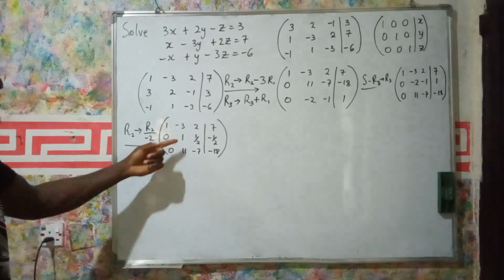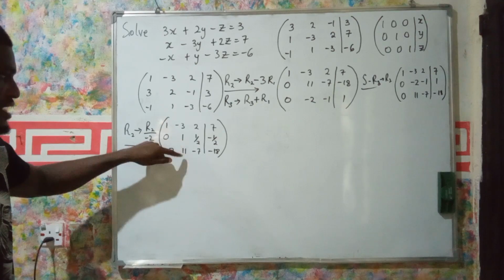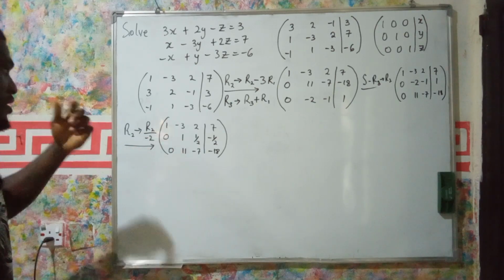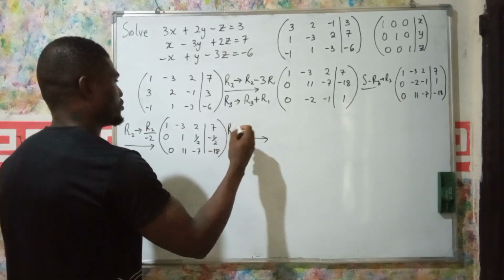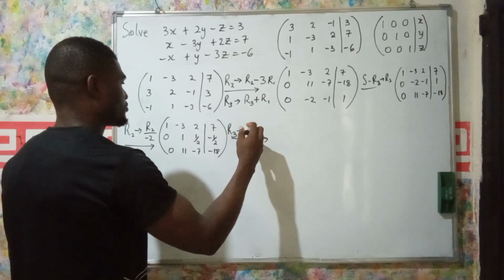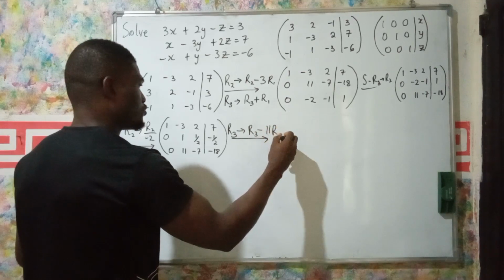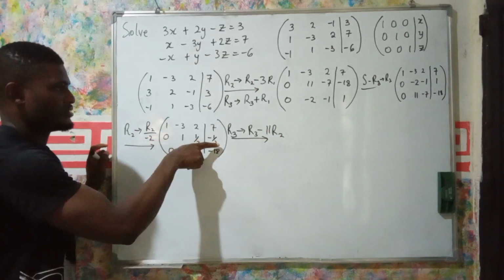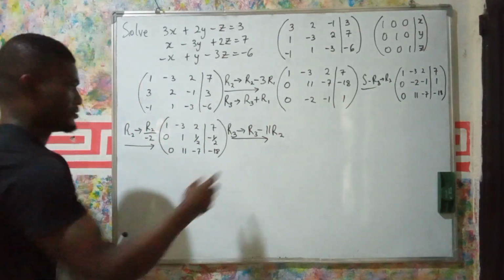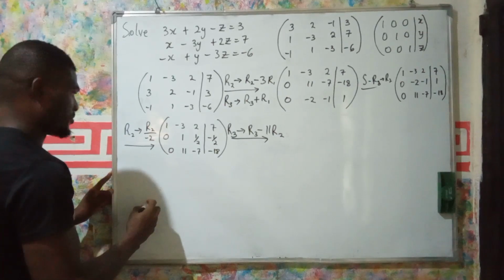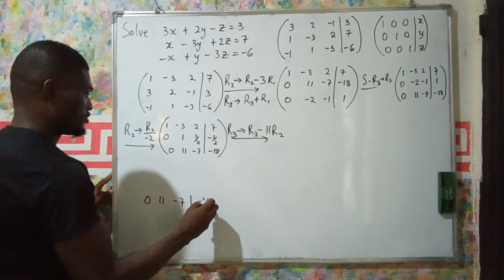All right, so now, since here is 1, we can easily multiply it by 11 to have this other point. And then we can eliminate and make this point 0. So what we're going to do now is to work on the third row. We now see the new row 3 would be equal to row 3 minus 11 times row 2. So if we multiply this by 11, we have the same value as this. All right, so let's work on this. So row 3, we have row 3 as 0, 11, minus 7, and minus 18.